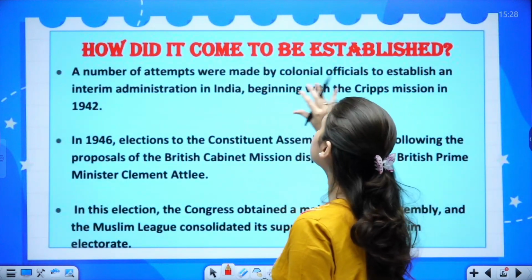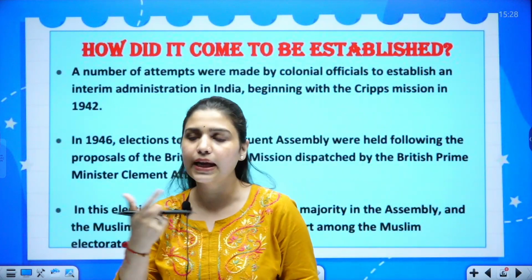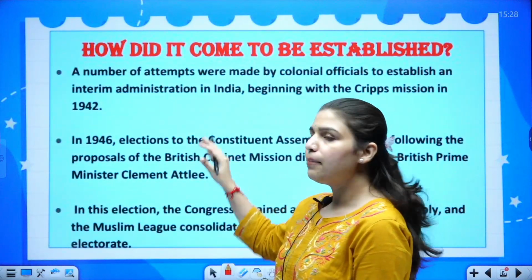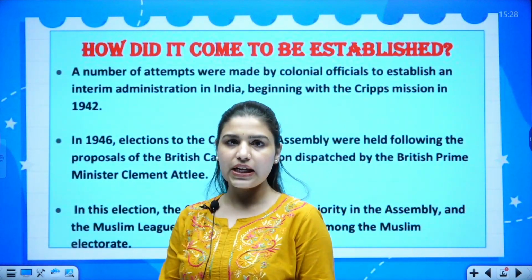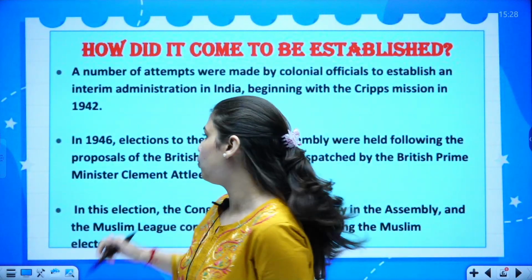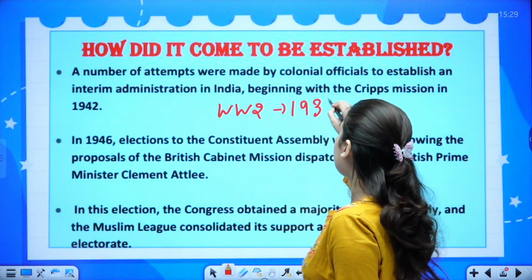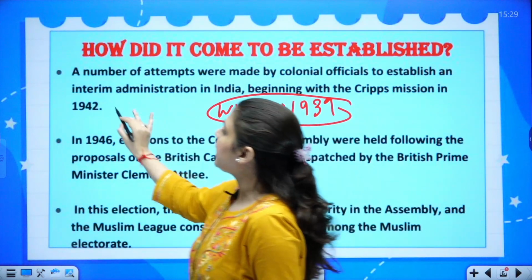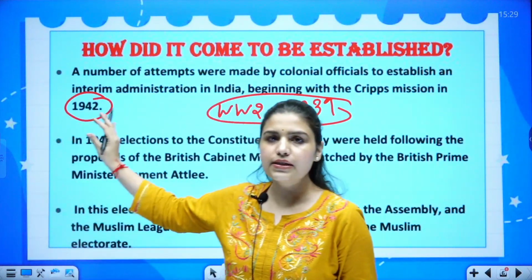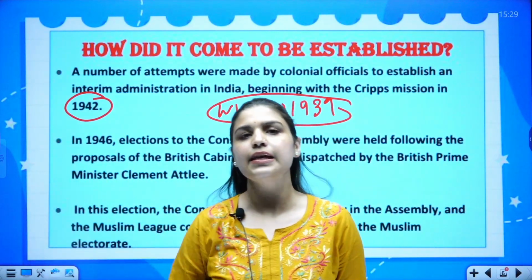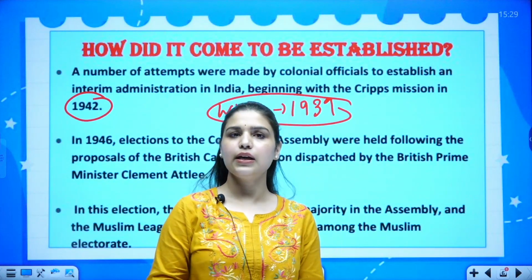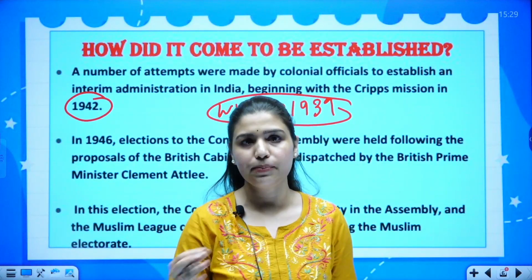Now, how did this government come into existence? There were a number of attempts. Yesterday we discussed World War II, which started in 1939, and here we will be talking about the year 1942. By this time, the Britishers had realized that they had to leave our country. They would no more be able to rule the people of India.